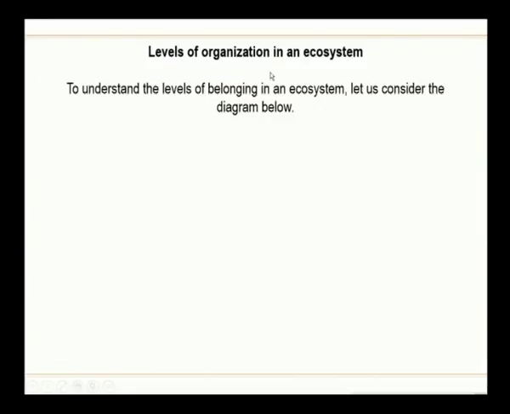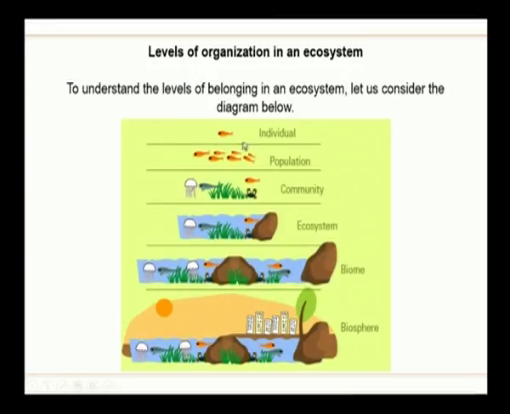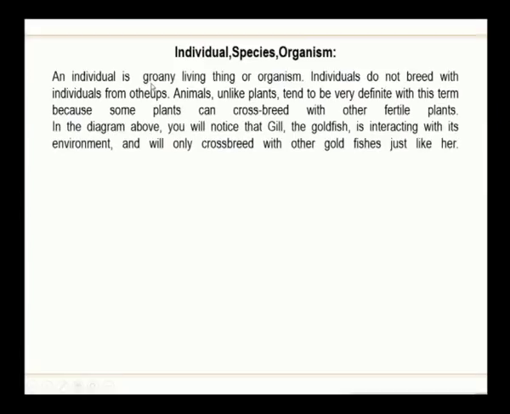So, levels of organization in an ecosystem. To understand the level of belonging in the ecosystem, let us consider the diagram below. This happens at the individual level, population, community, ecosystem, biome and biosphere. Now let us see how everything is interconnected. First, the individual, species or organism. An individual is a grown living thing or organism.